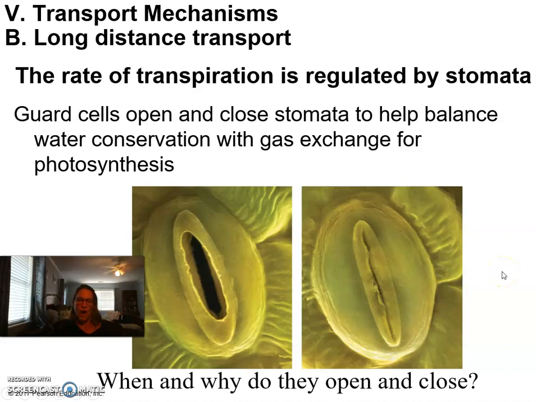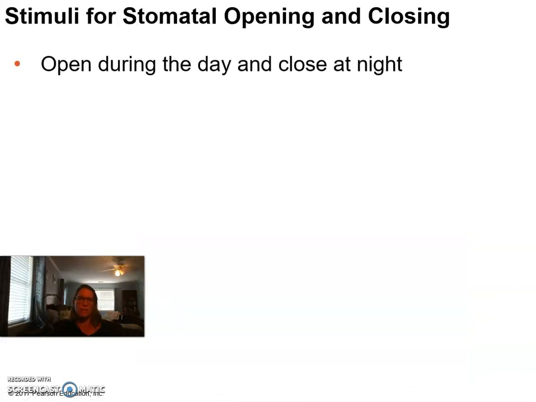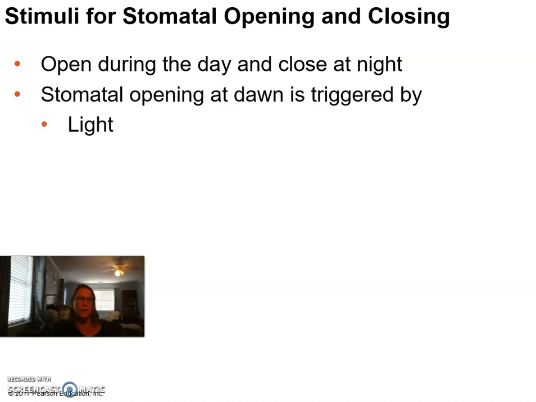So when and why do the stomata open and close? Typically, in normal conditions, the stomata open during the day and they close at night so that gas exchange and transpiration can be happening and photosynthesis can work. And some of the things that trigger the opening of the stomata are light. So at dawn, when the sun comes up, the stomata on a plant open.